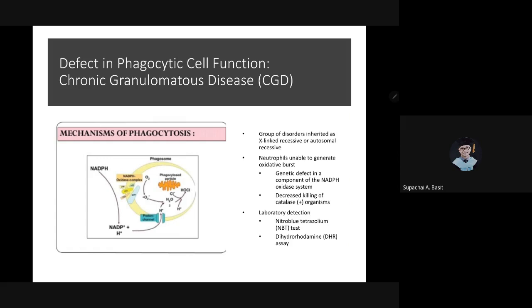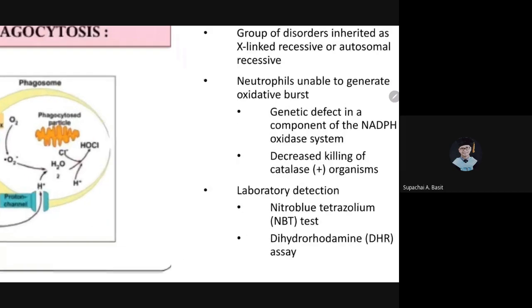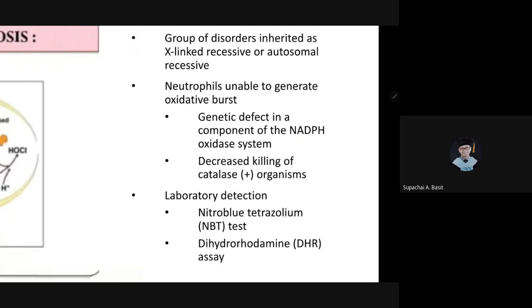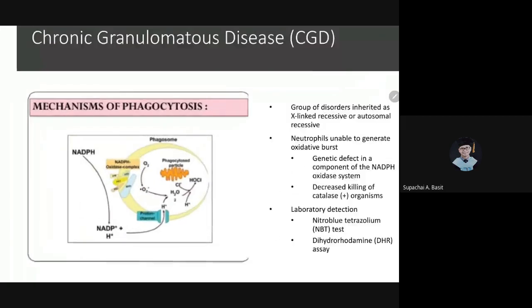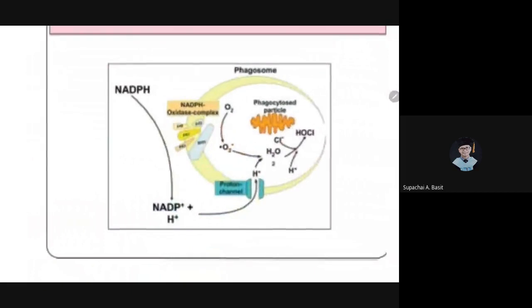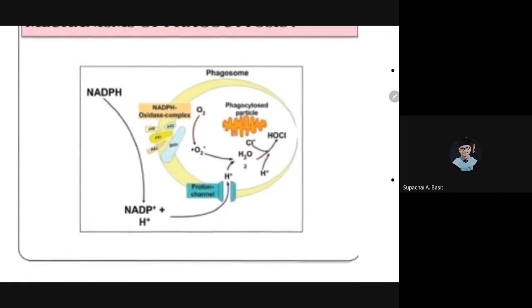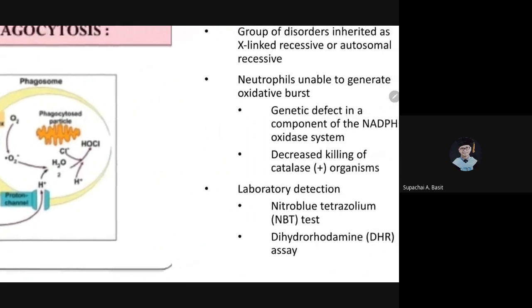And then there could also be a defect in phagocytic cell function, such as in cases of chronic granulomatous disease. This is a group of disorders inherited as X-linked recessive or autosomal recessive. Here, neutrophils are unable to generate oxidative bursts. Oxidative bursts are important so that neutrophils would be able to do their function during phagocytosis.